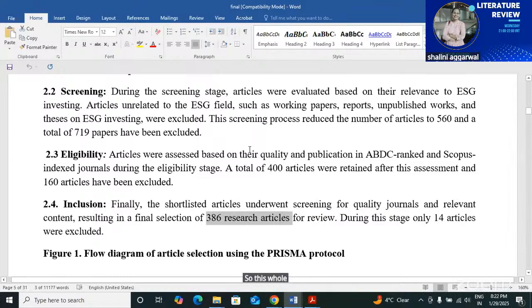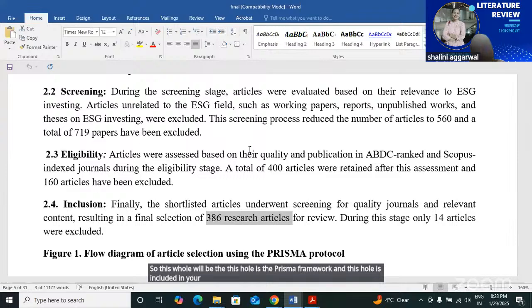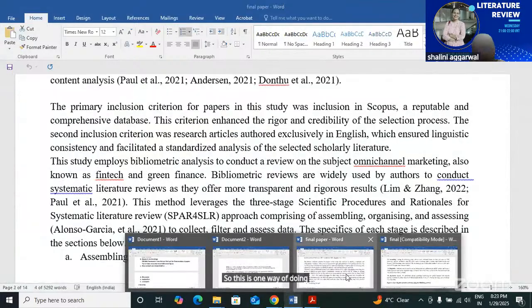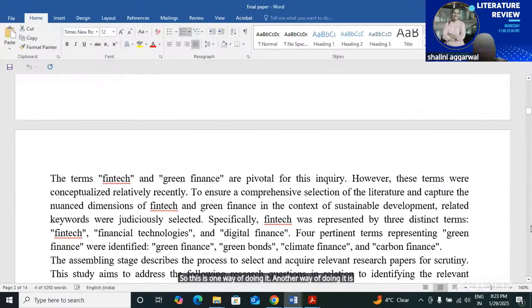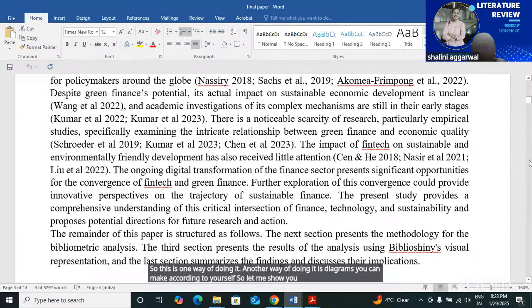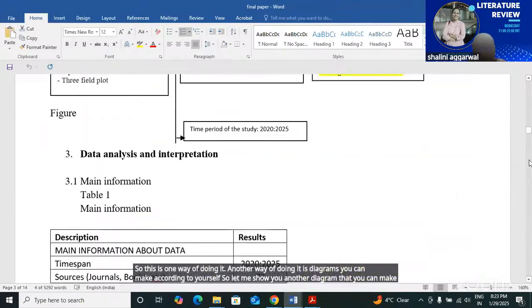So this whole is the Prisma framework, and this whole is included in your research methodology section, right? So this is one way of doing it. Another way of doing it is diagrams you can make according to yourself. So let me show you another diagram that you can make. Let me take you to this diagram.